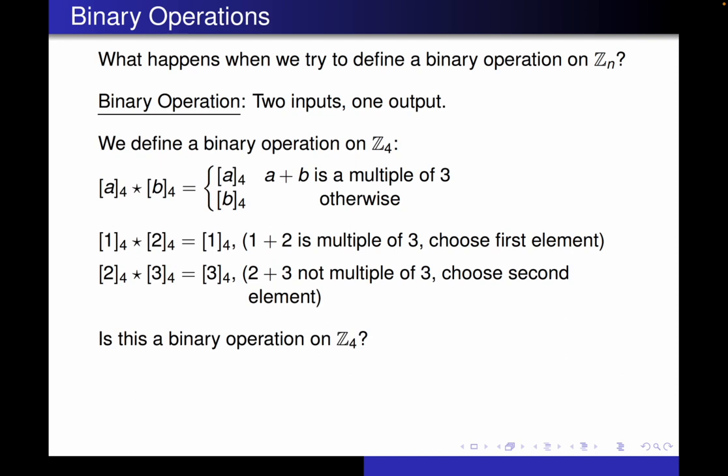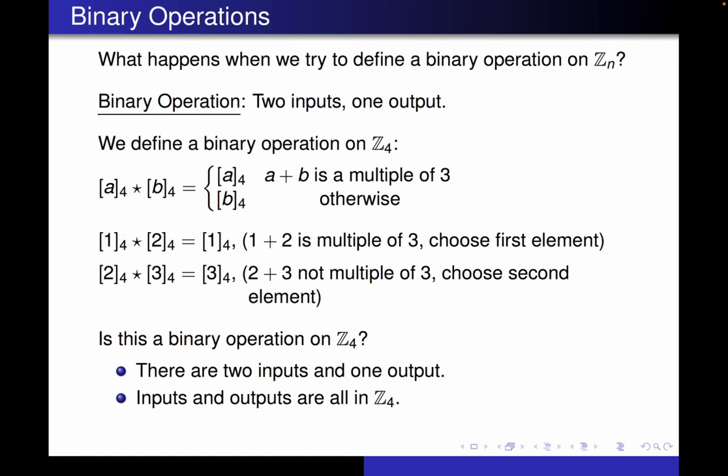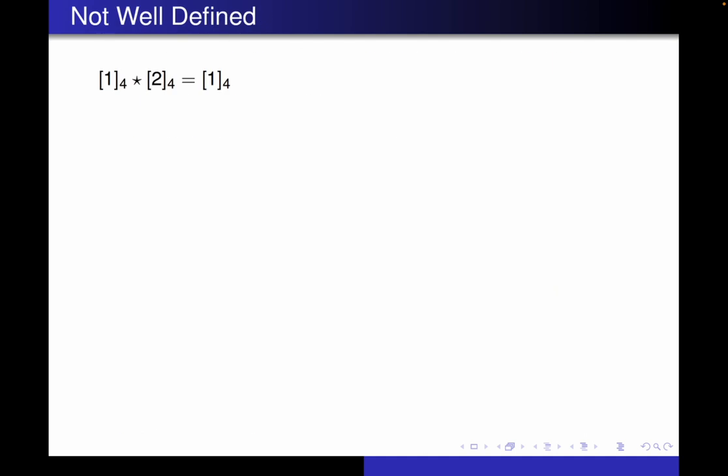So the question is, is this a binary operation on Z4? Well, let's see possible issues, right? The first thing is there are two inputs and one output. That is consistent with being a binary operation. The inputs and outputs are all in Z4, so you don't have any closure issues. It looks like your domain is the set of ordered pairs with elements of Z4. Your outputs are elements of Z4. What's the problem? Well, there is one major issue that we have to think hard about.